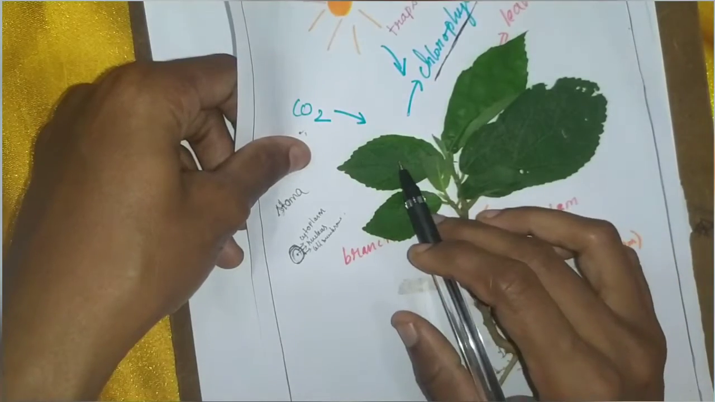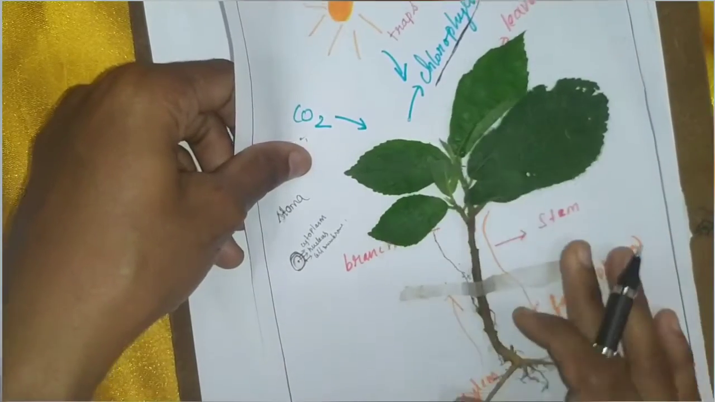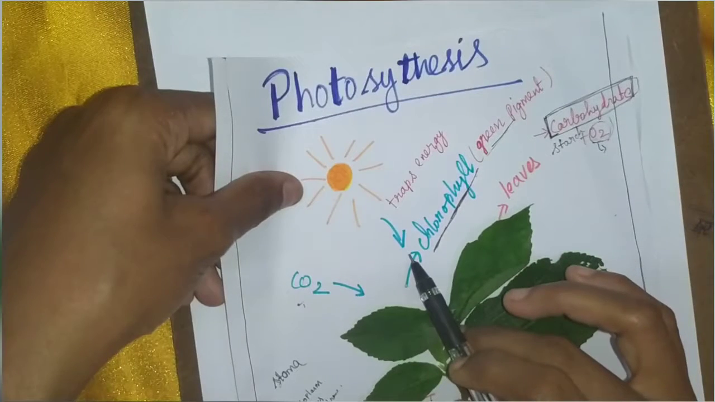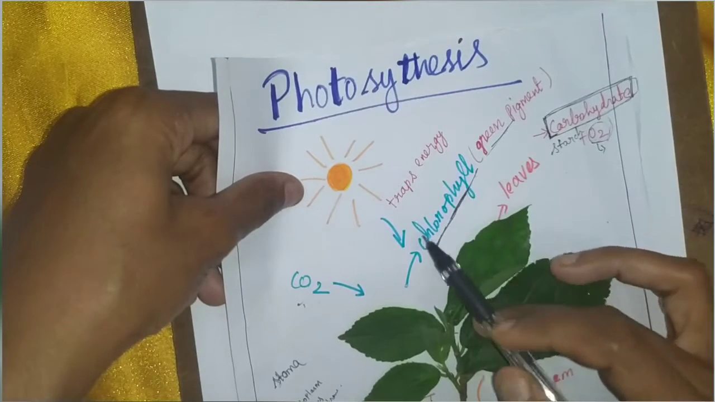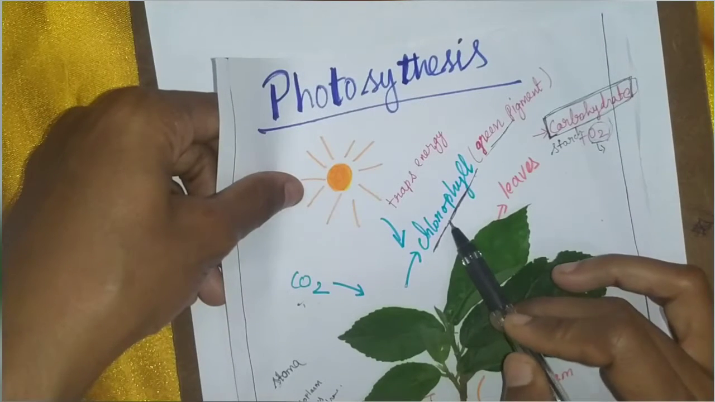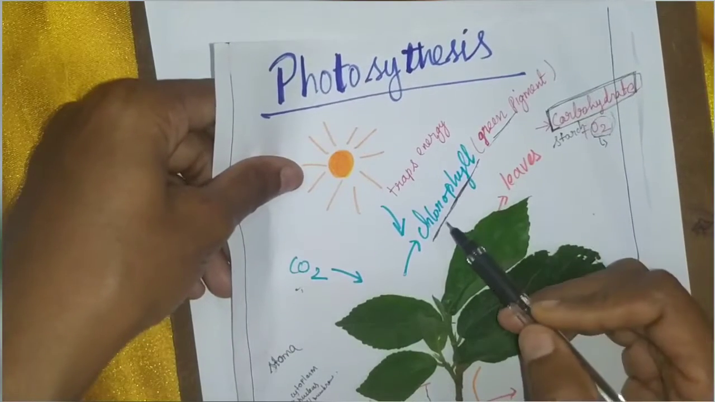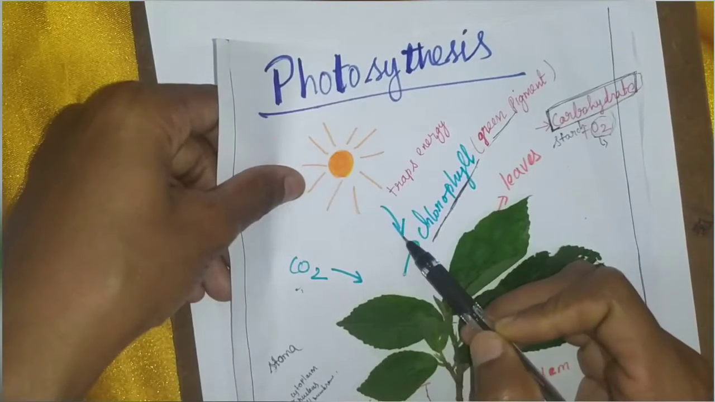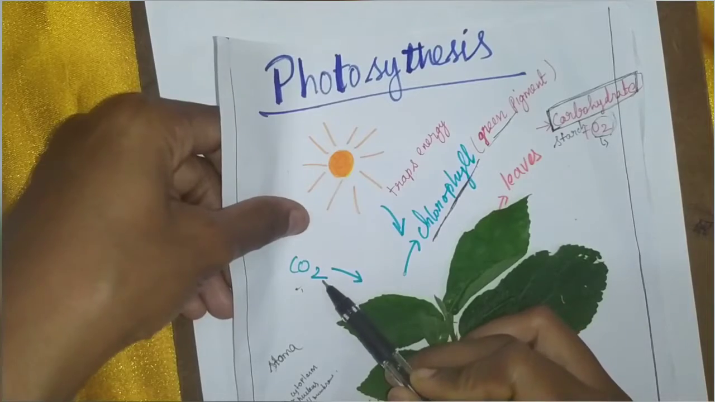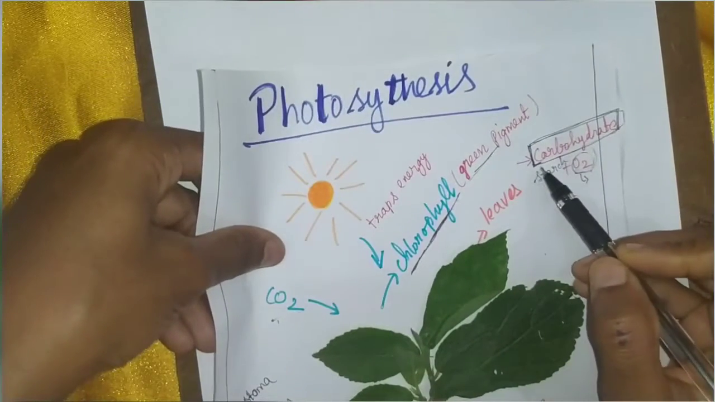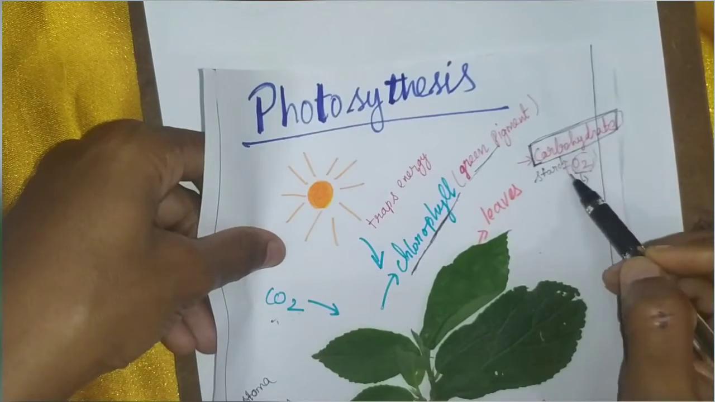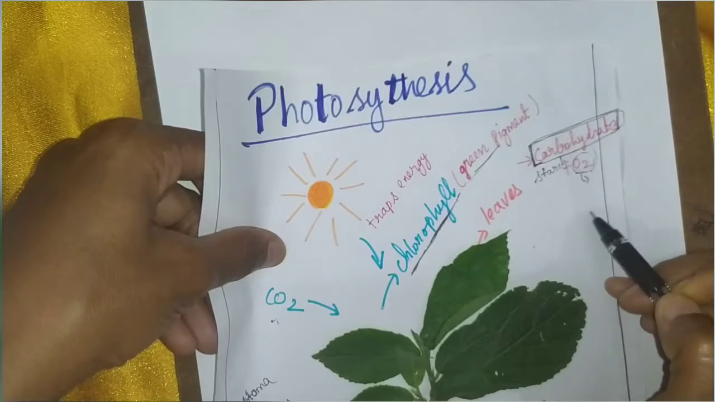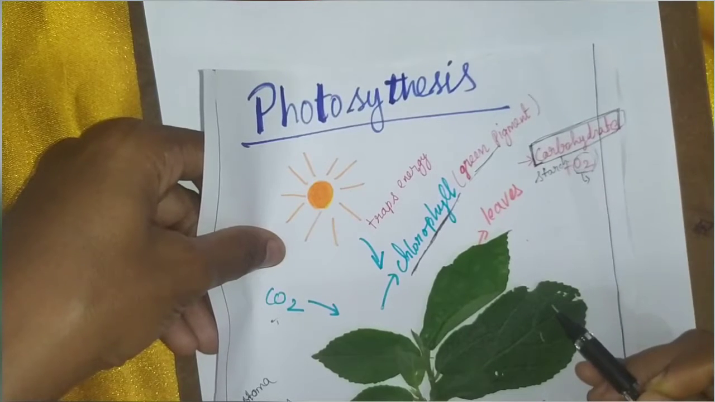It is transported to the leaf from the roots. How is the energy received from the sunlight during the photosynthesis process? That is by the green pigment called chlorophyll. With the help of chlorophyll, it traps energy from the sunlight and combines carbon dioxide, water and minerals, and it synthesizes glucose in the form of carbohydrate and releases oxygen. This is the photosynthesis process.